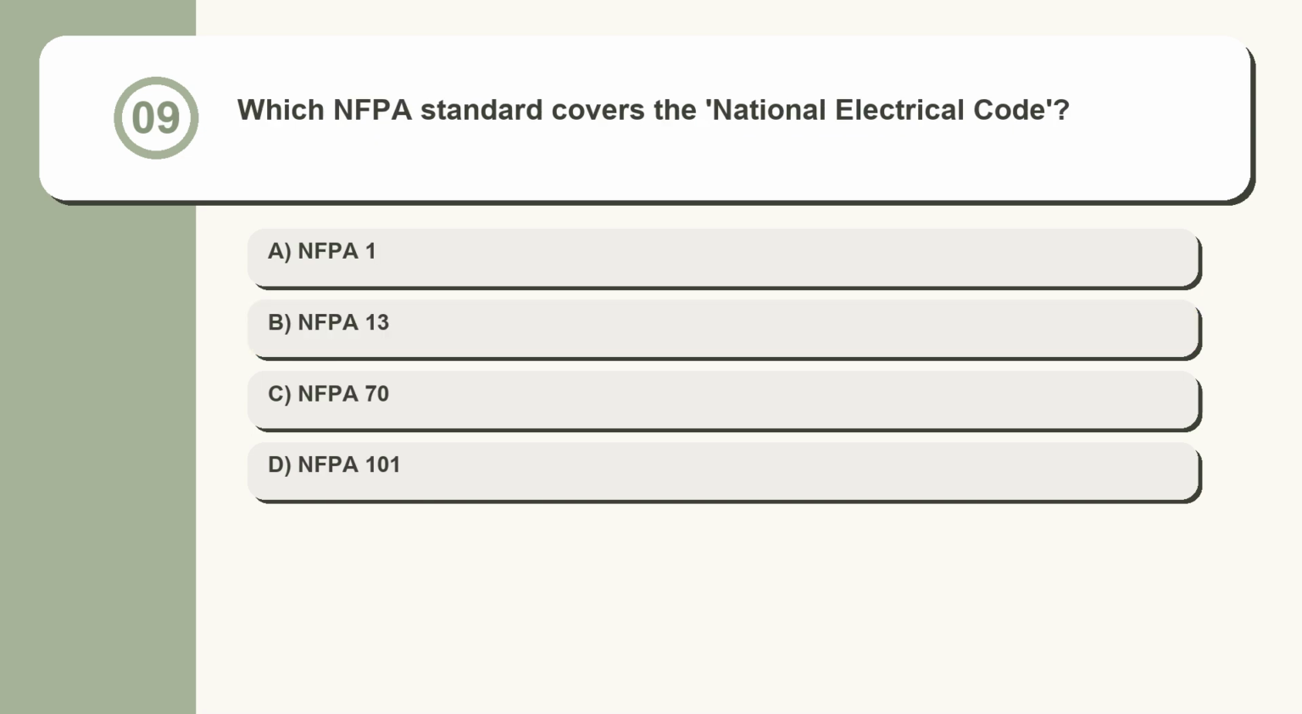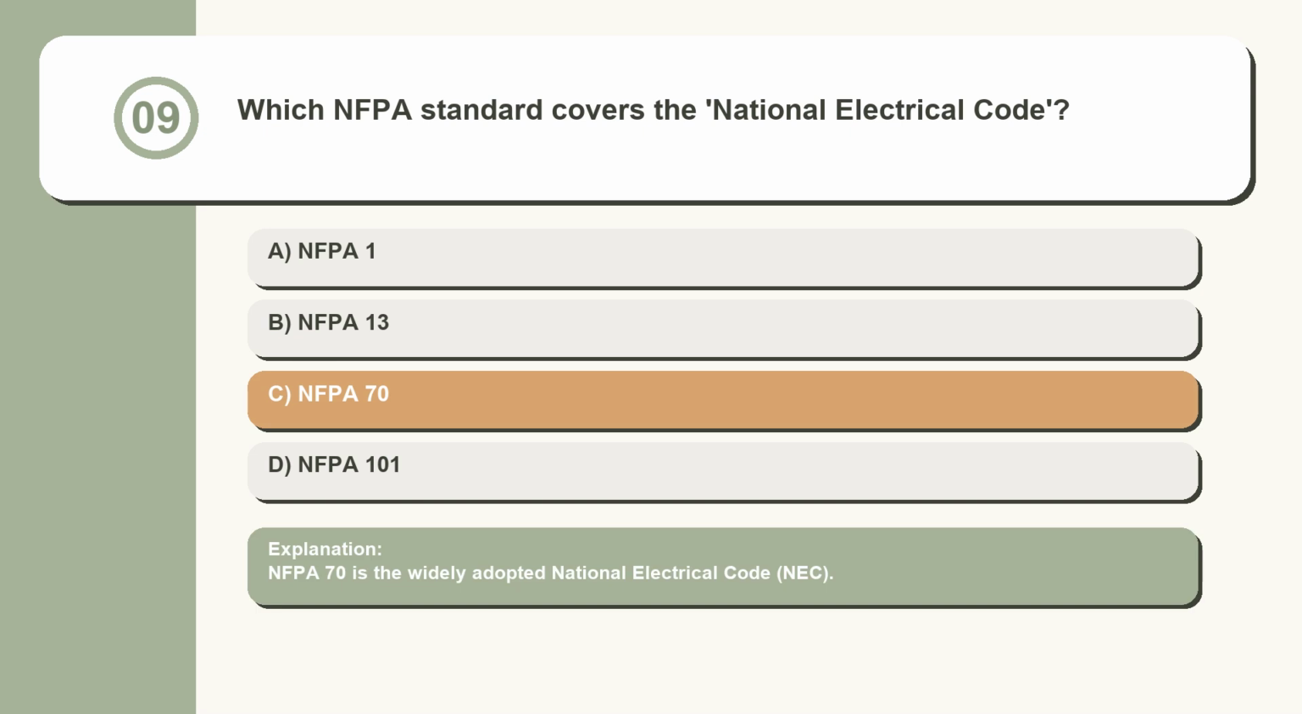Question 9. Which NFPA standard covers the National Electrical Code? NFPA 1, NFPA 13, NFPA 70, NFPA 101. NFPA 70 is the widely adopted National Electrical Code, NEC.